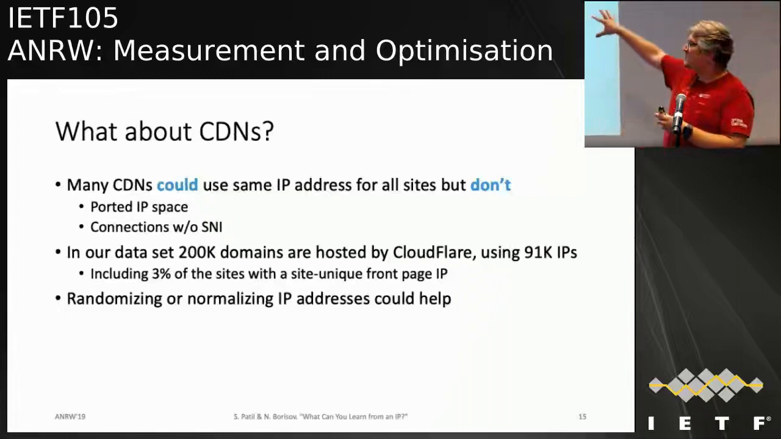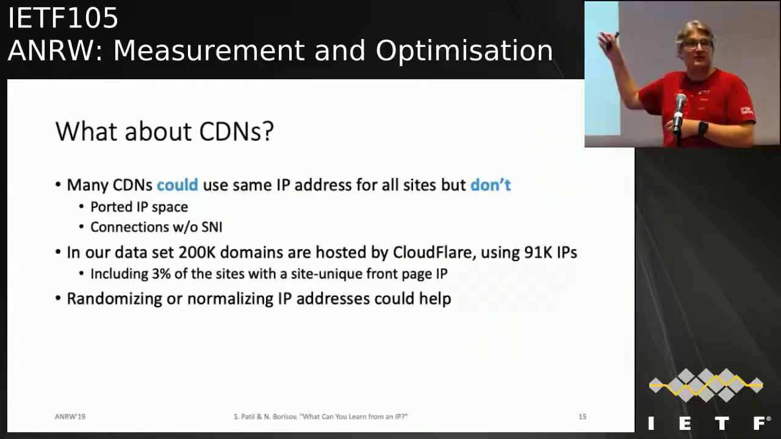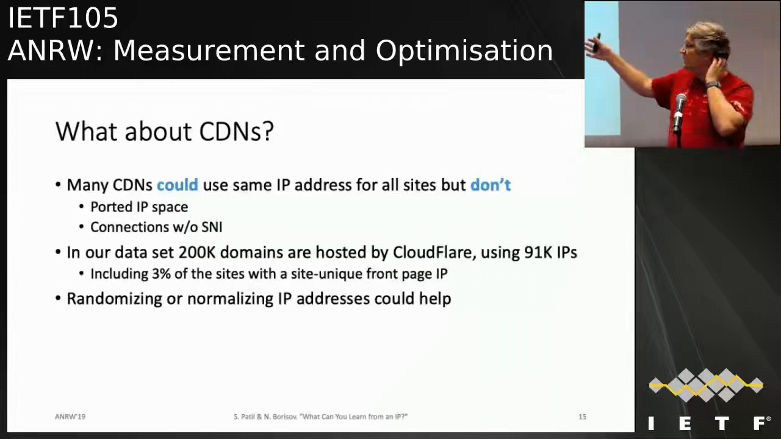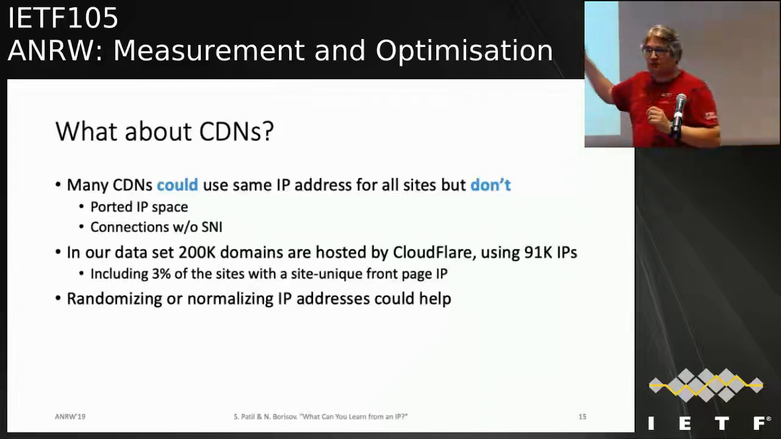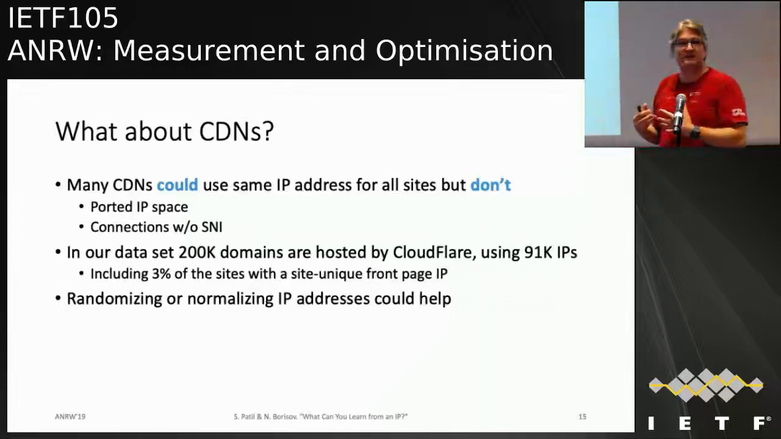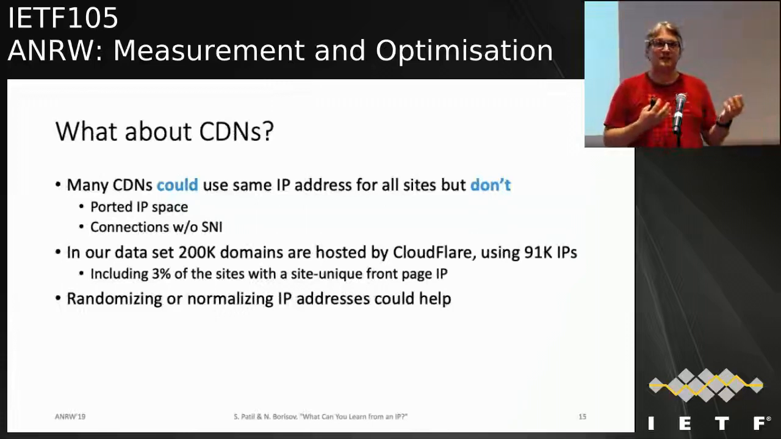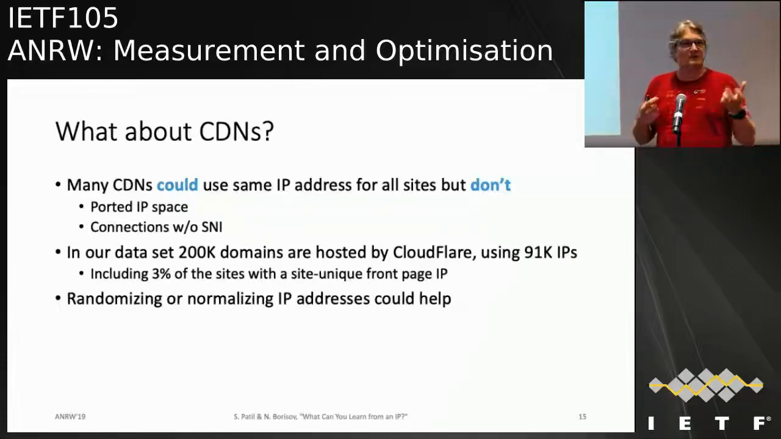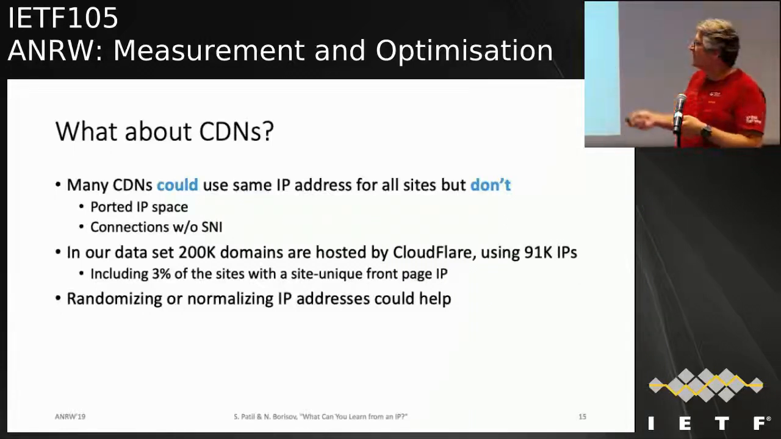So for example, we did some quick analysis of Cloudflare. About 12% of our domains are Cloudflare domains in our data set. So 200,000 domains, but these map to 91,000 different IP addresses, including 3% of all the web pages that have these unique front pages. Right? So the way that Cloudflare and other CDNs are configured right now, they are not providing any privacy of the IP address they return from the point of view of trying to identify what domain it is. But in theory, this could change.